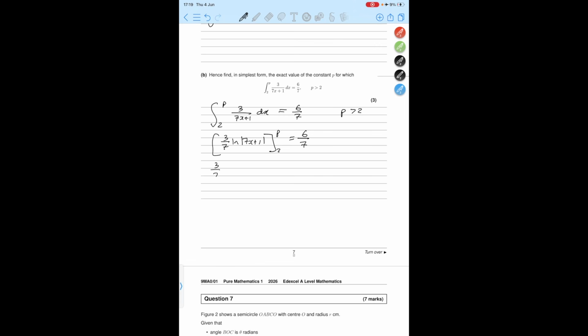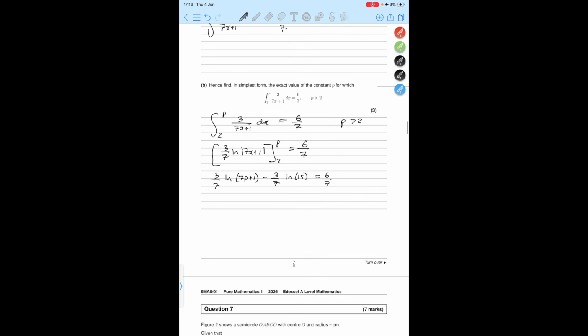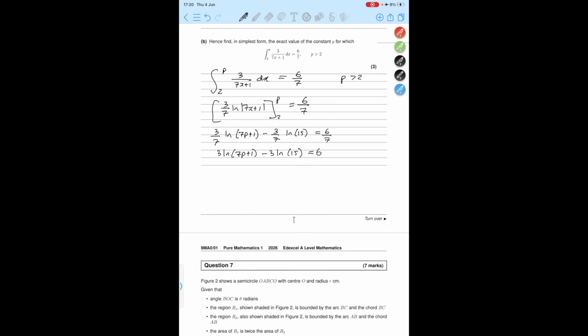So let's do this now. So 3 over 7 ln 7p plus 1. By the way, I'm taking the modulus out because we know that p is positive, so it won't really impact how I work with that. Minus 3 over 7 ln of 15 is equal to 6 over 7. I'm just going to multiply by the 7 to make this working out cleaner. So we get 3 ln 7p plus 1 minus 3 ln of 15 equals 6. Now in hindsight, I probably should have divided by 3. I'll just do that now quickly. Minus ln 15 equals 2.